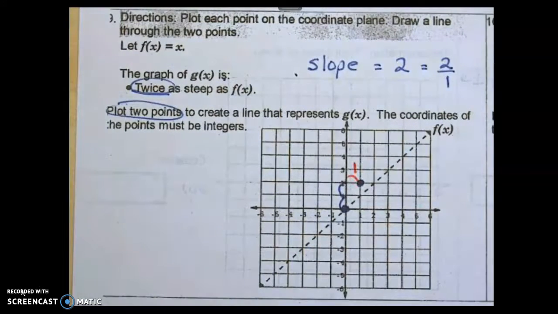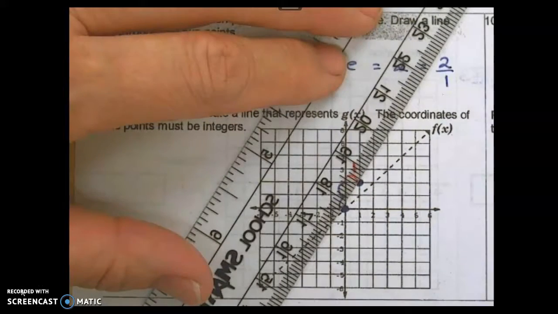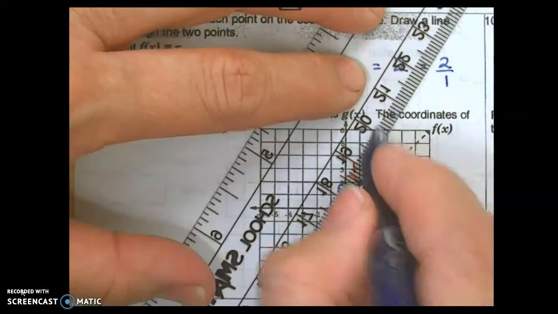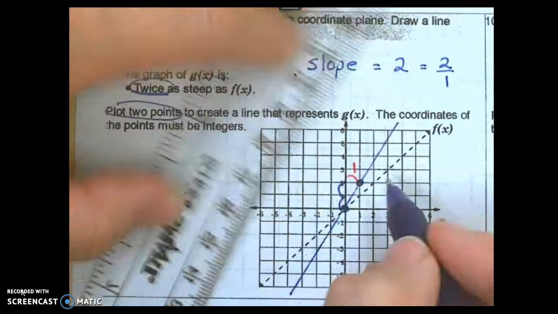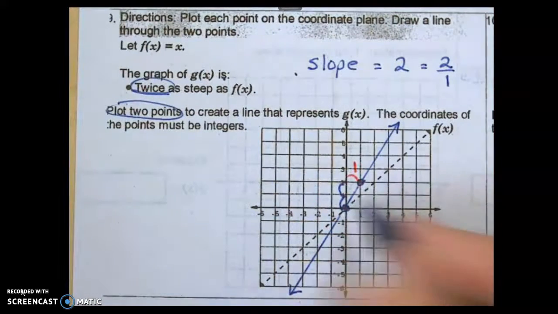I have 2 points. I need 2 points to draw a line. I'm going to grab my ruler, and I'm going to connect those. There's my g of x graph. All right, so 2 ordered pairs.